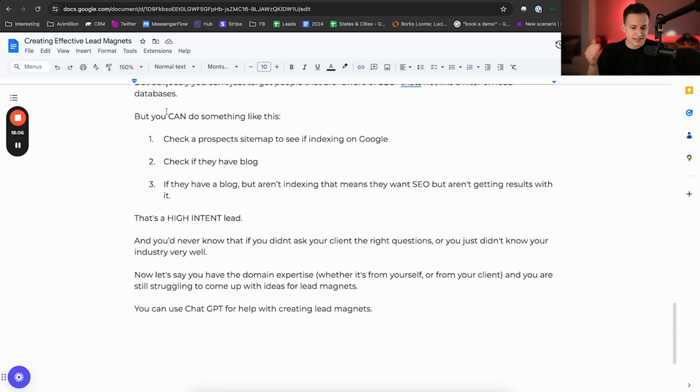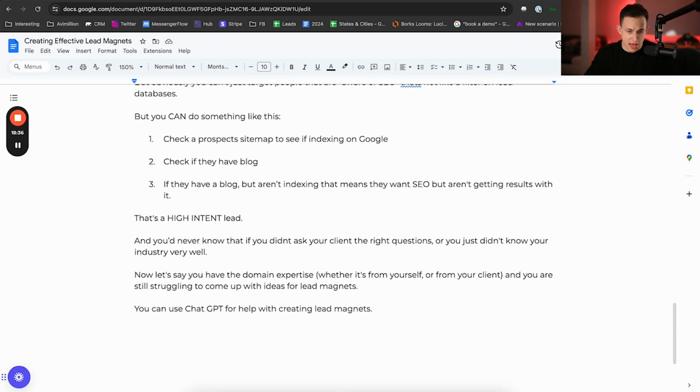Okay. Now, let's say you have the domain expertise, whether it's from your client or from yourself, and you're still struggling to come up with lead magnets. This is where you could leverage ChatGPT and AI in general in order to help you come up with lead magnets. Now, again, this is not a perfect solution. This is not just going to magically make you amazing at creating lead magnets and that's it. This is just going to be a starting point, okay? But let's talk about how you could potentially do that.